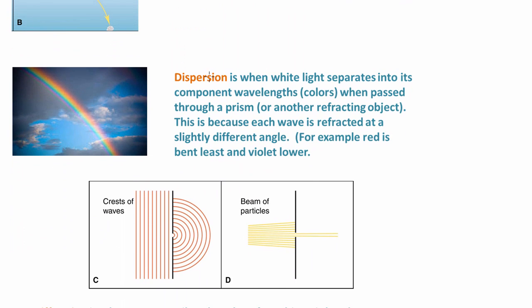Another phenomenon is dispersion, and dispersion is when white light separates into its component wavelengths or its colors when it's passed through a prism. And this is because each wavelength or each wave is refracted at a slightly different angle. So if we notice here, red is going to be bent least while violet bends a little bit more. A rainbow would be an example of this.